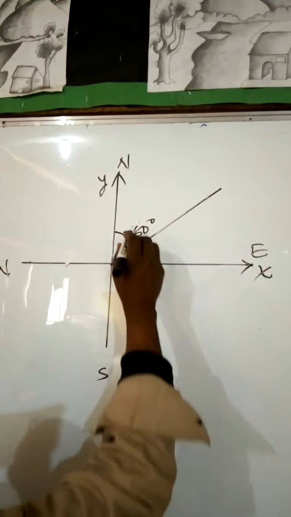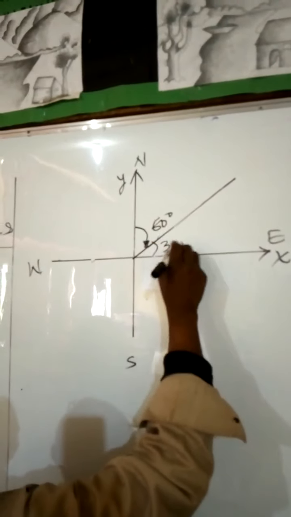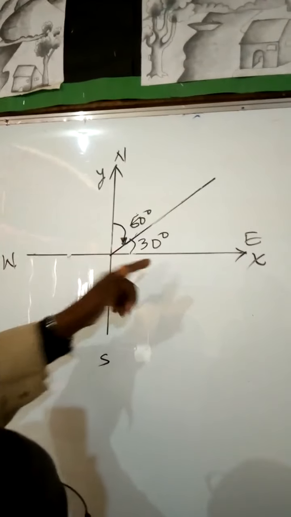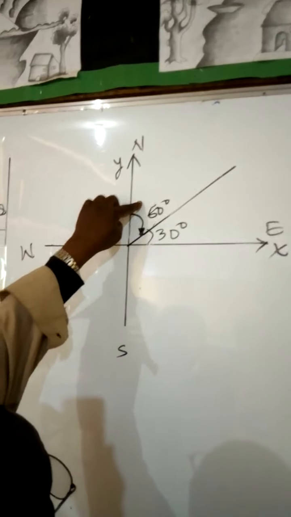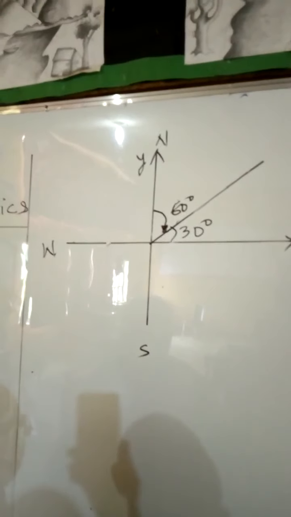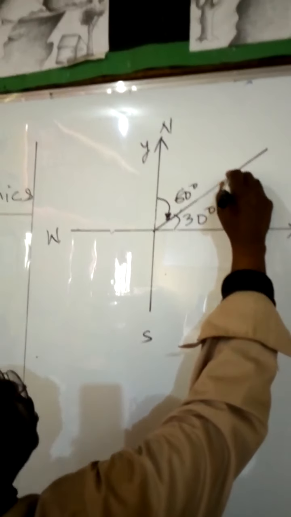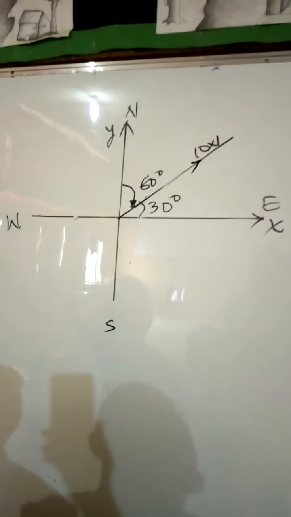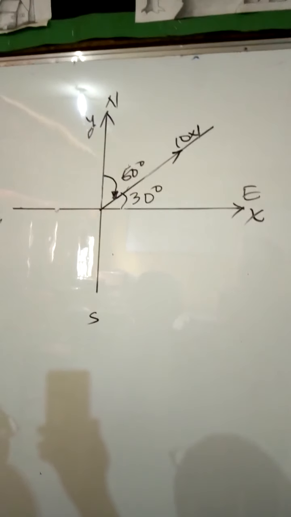Now in this first quadrant, if this angle is 60 degrees, then the remaining angle is 30 degrees because they are complementary. That angle in the first quadrant is 90 degrees. So if part of it is 60 degrees, automatically the remainder will be 30 degrees. So this is the line of action of that force, which is 10 Newton.